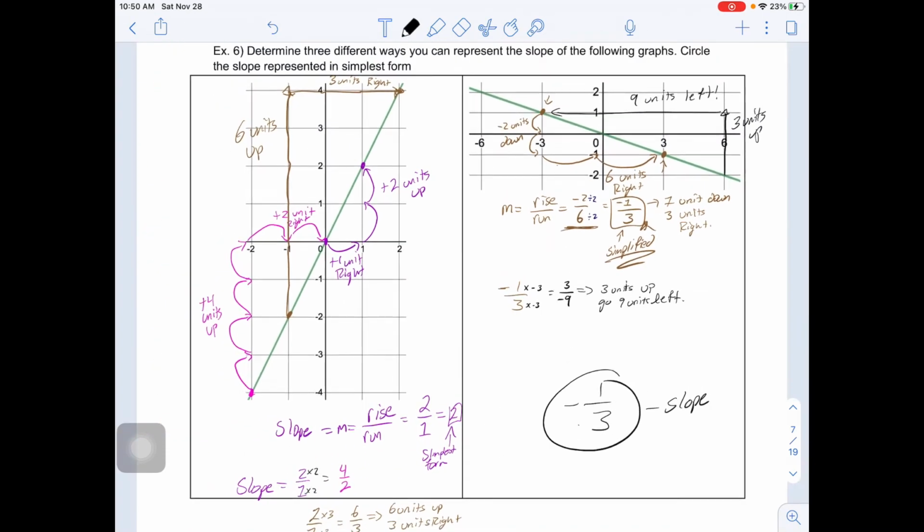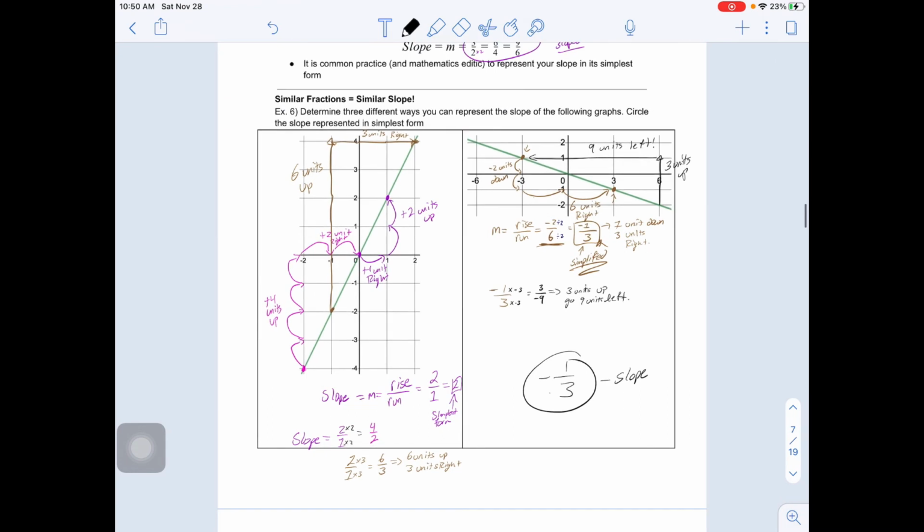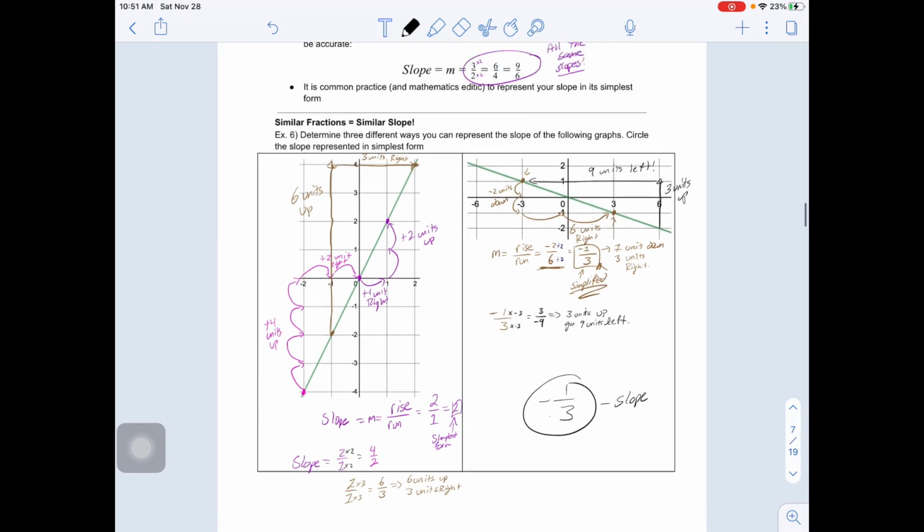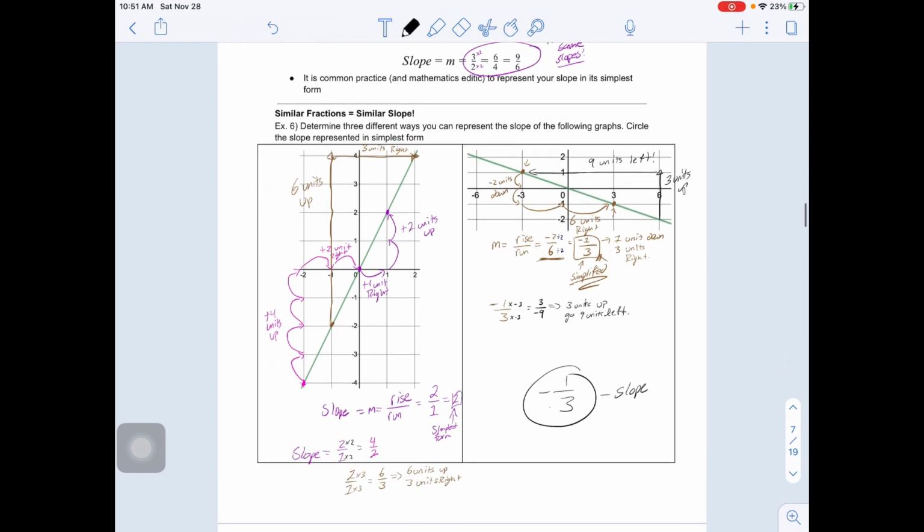Okay, so remember, our slopes can be represented in a multitude of different ways because of similar fractions. Very, very important to understand and be able to utilize.